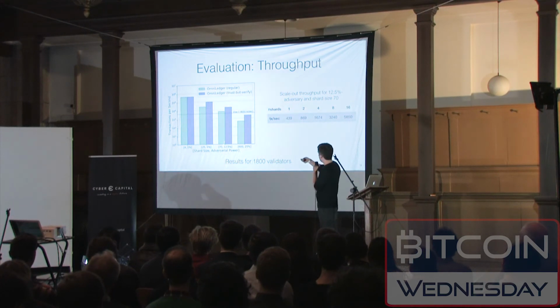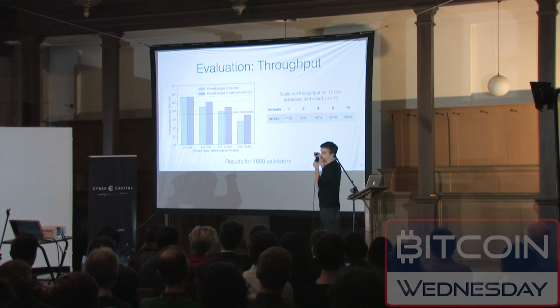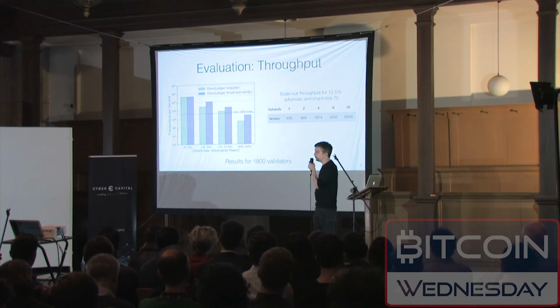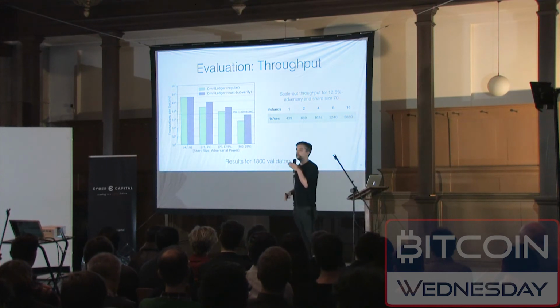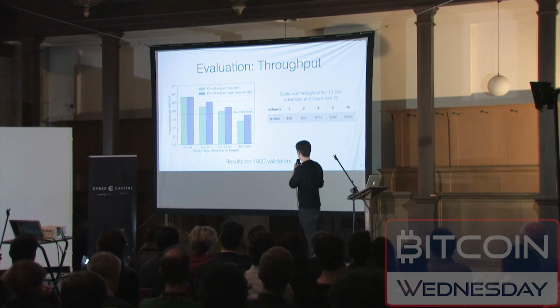And here, again, for this shard size of 70 and 12.5% adversarial power, with an increasing number of shards, one shard achieves then 440 transactions per second. For example, when you move to 2 shards, it's already at 800. For 4 shards, it's at 1600. For 8 shards, it's at 3,200 transactions per second. So you can really see that this is a linear increase in the transaction throughput.